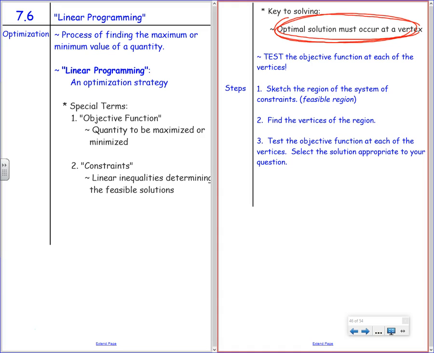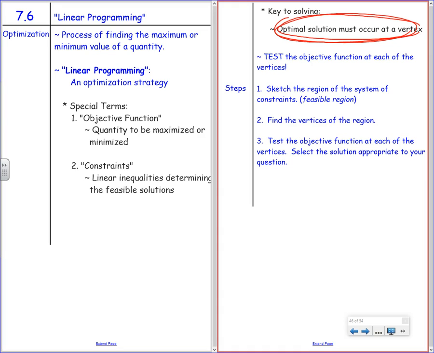Doesn't mean it can't occur anywhere else. There's a special way that it could occur on another boundary, like on a boundary line, and not just a vertex, but the max or the min will always occur at a vertex and maybe another boundary point, or 2 or 3 or as well.